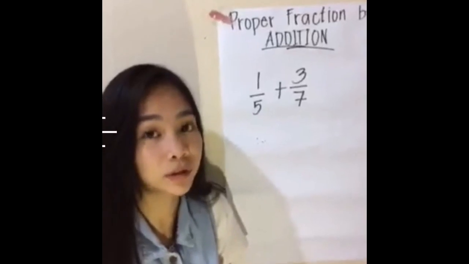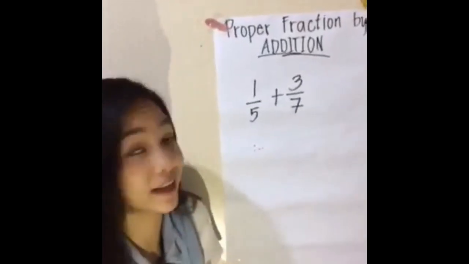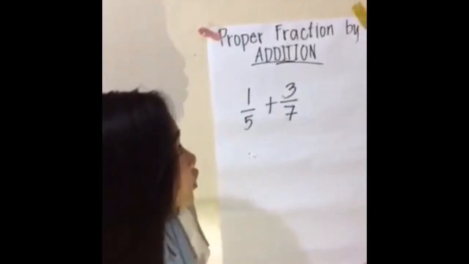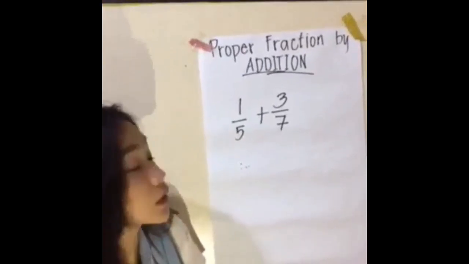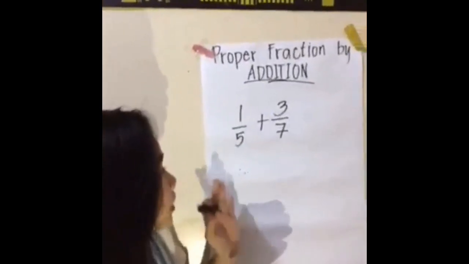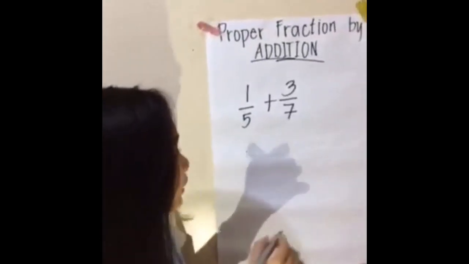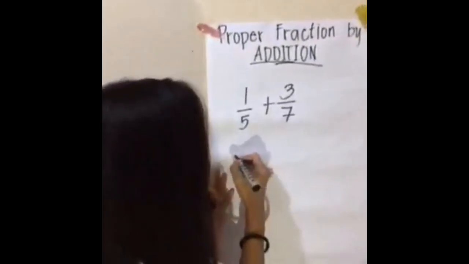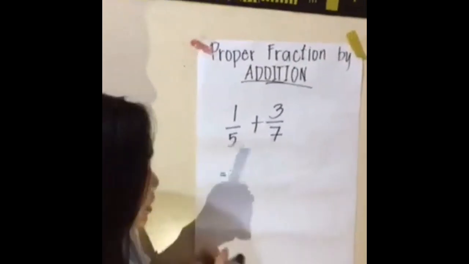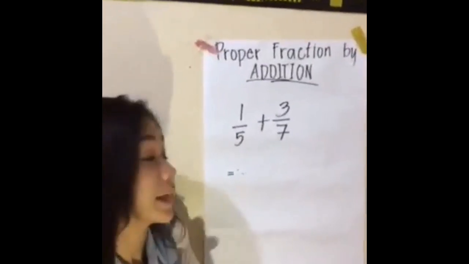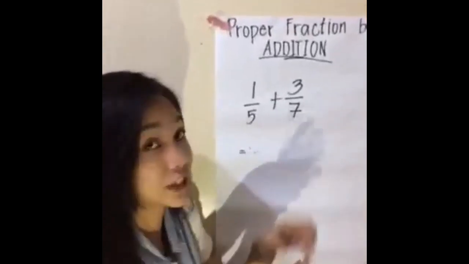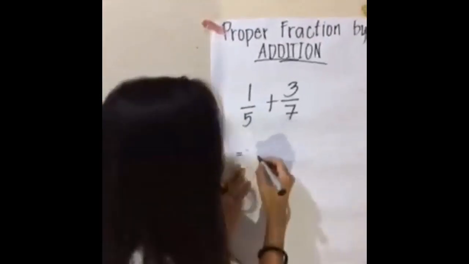So now, let's proceed to the proper fraction by addition. So, how to get the proper fraction? You must find the least common denominator. So, the least common denominator is 35. Why? Because 5 times 7 is equal to 35.